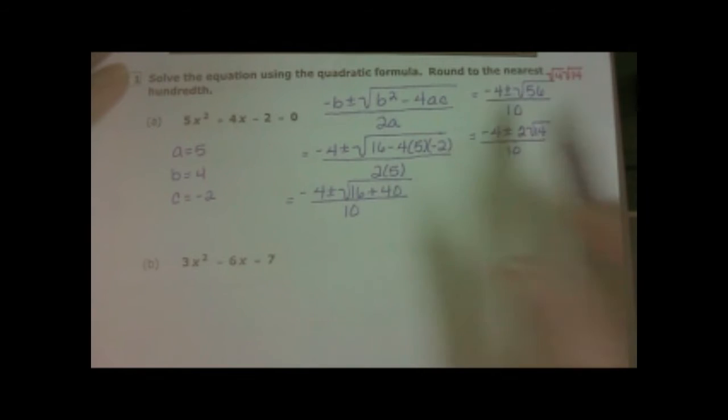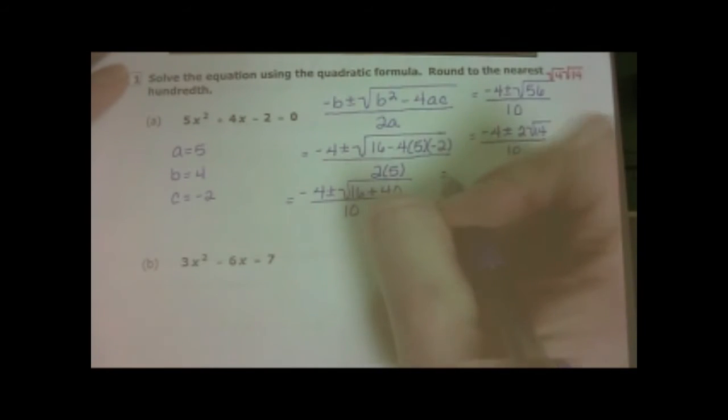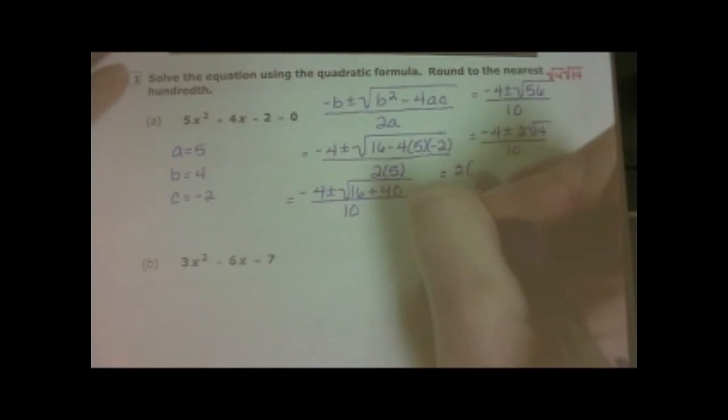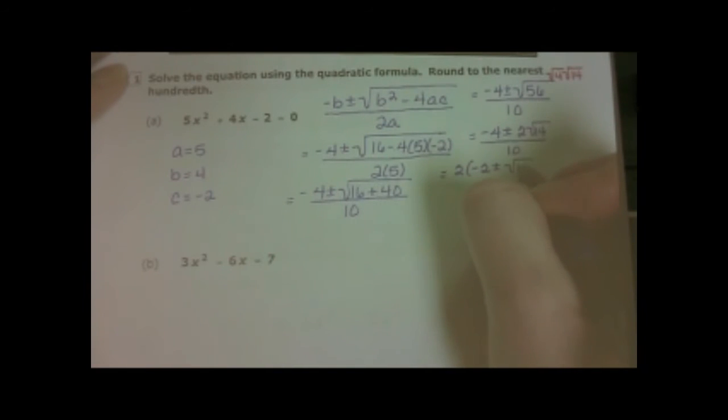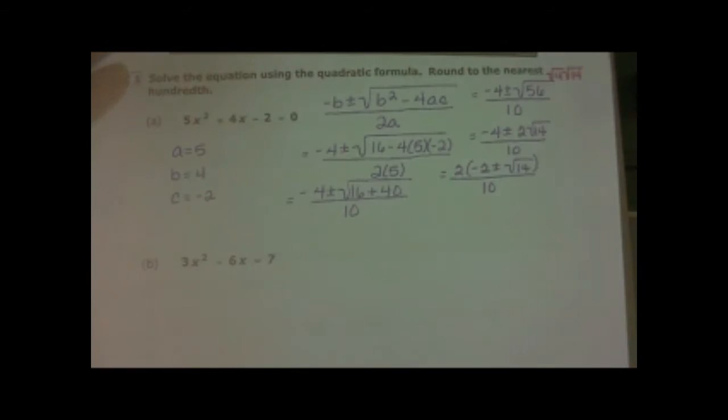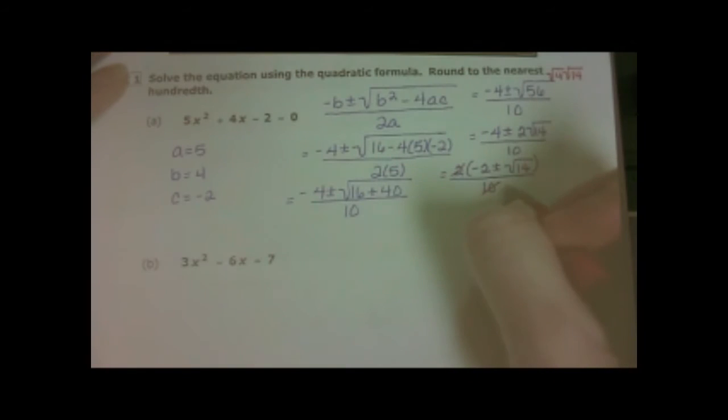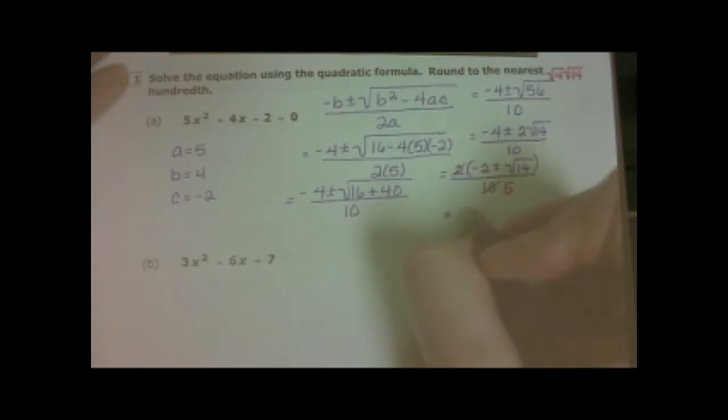Now here's what you notice. This, and this all divide by 2. So from your numerator, you can factor out a 2, and that'll give you -2 plus or minus the square root of 14 all over 10. And now you can cancel. The 2 goes into 10 5 times. And so my simplest radical form is -2 plus or minus the square root of 14 all over 5.